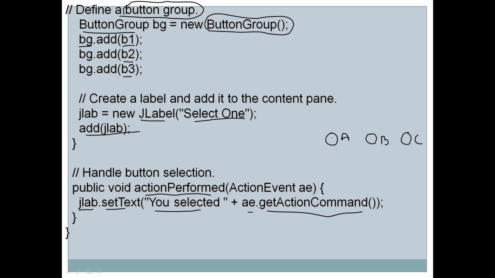So whenever I click on a radio button, it gets selected like this, and it generates an action event, and to handle the action event, actionPerformed is executed. In the actionPerformed, when I say ae.getActionCommand, ae will store a reference to the button which has been clicked. So when I say ae.getActionCommand, this will give us the action command text. By default, the action command text is the text which is displayed along with the button. So the text is A. So it will give us you selected A.